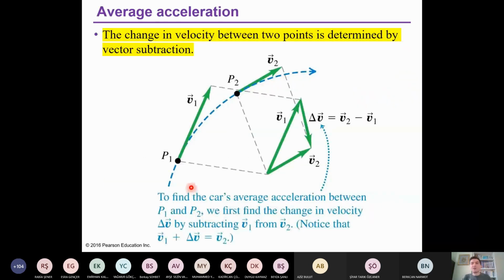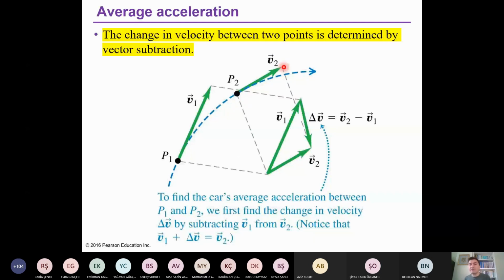So now let me try to find the direction of the acceleration. Here I have a curved path, and this is the initial position of the particle. The particle is moving along this direction. This is the second position of the particle. And instantaneous velocity is tangent to the path. So this is the initial velocity, this is the final velocity.